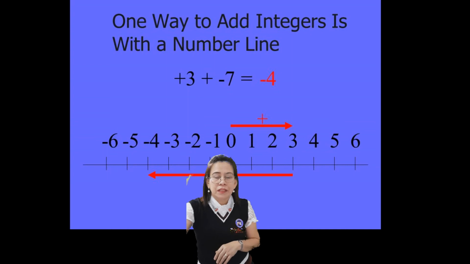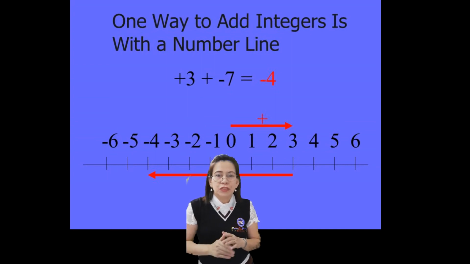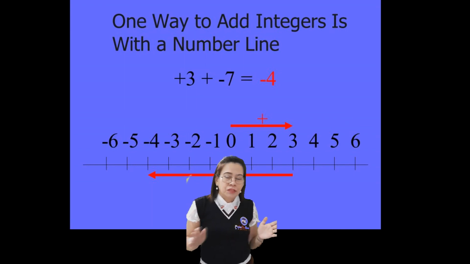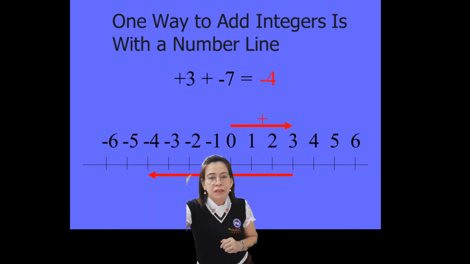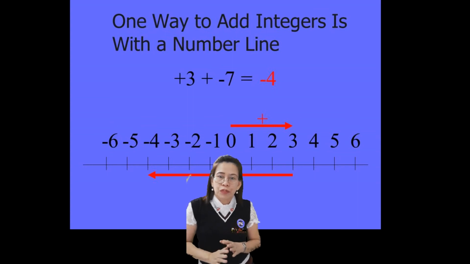Okay, another. Positive 3 plus negative 7. So first you're going to count 3 to the right from 0 again. And then from 3, you count 7 to the left. So you will end up with negative 4.